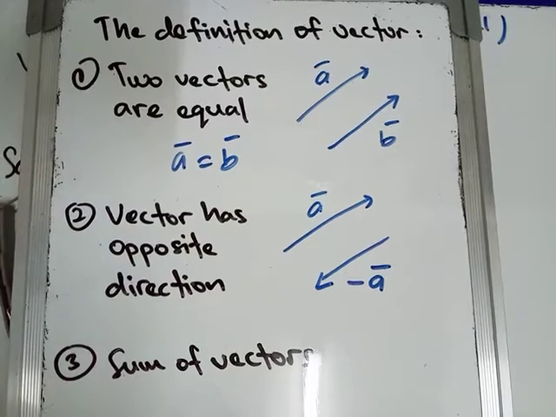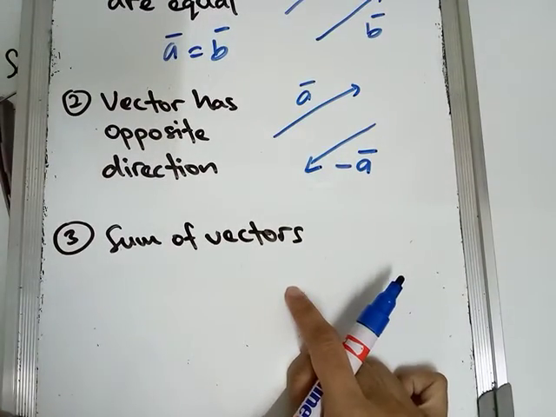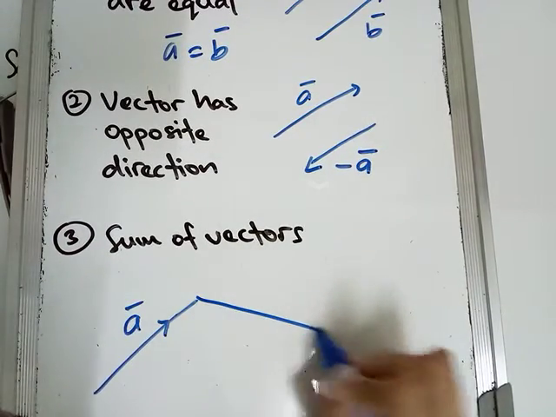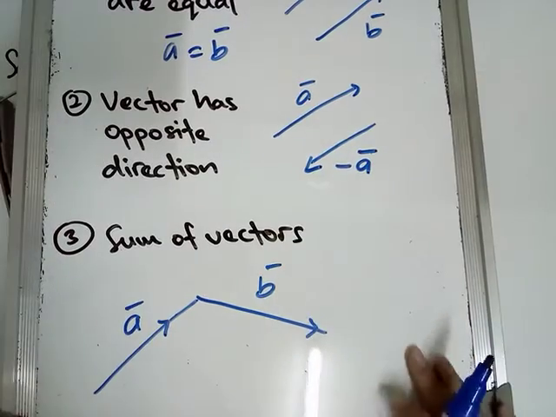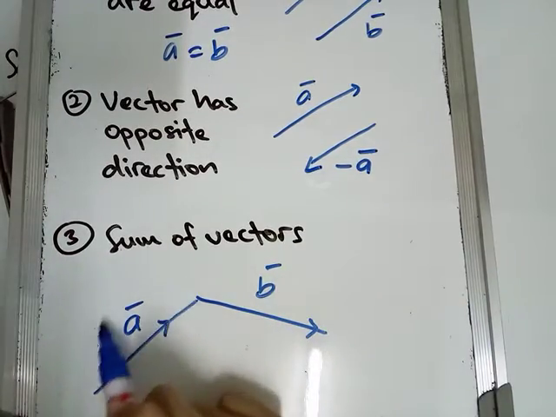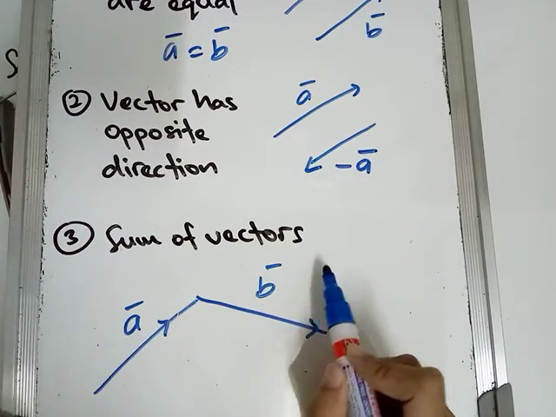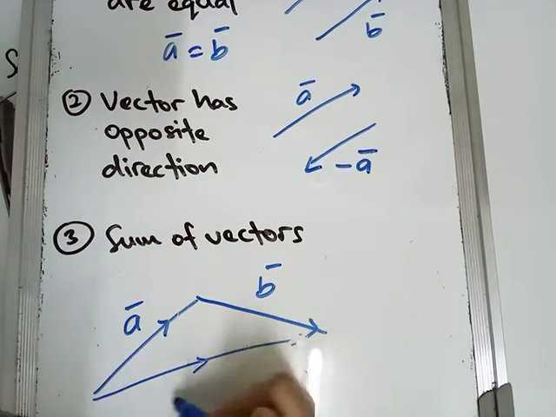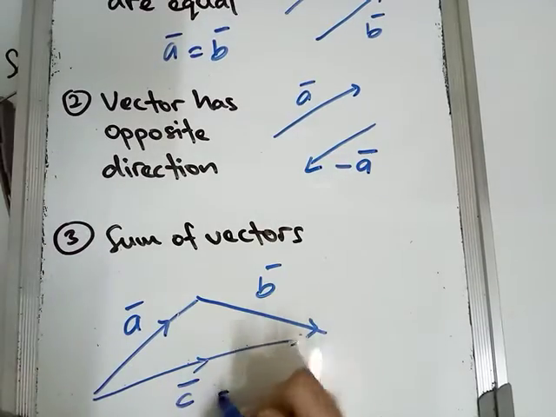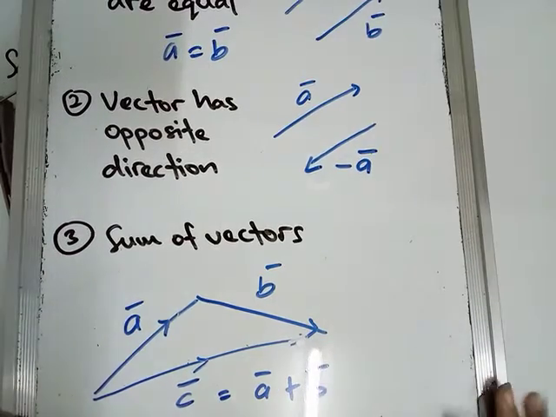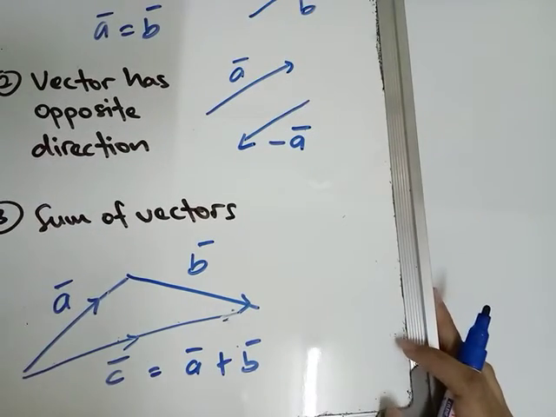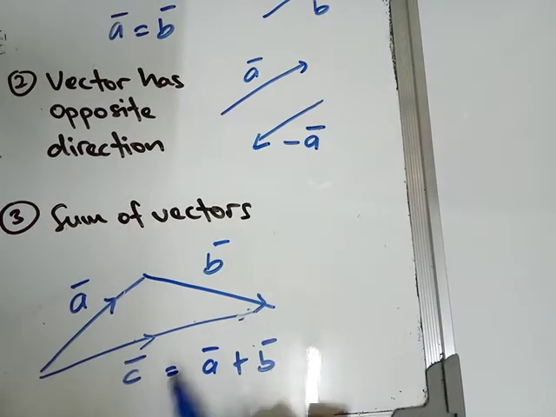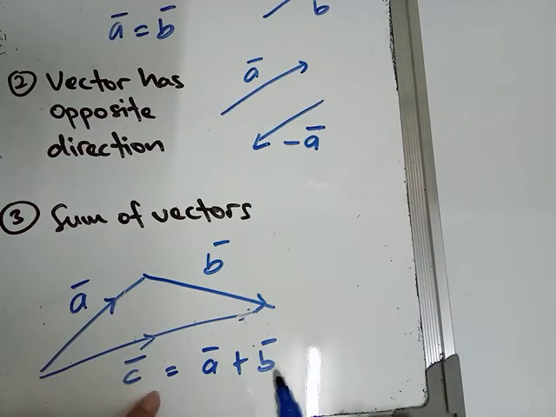Number 3, sum of vectors. Let's say this is vector A and vector B. Sum of vectors means we can add these two vectors, vector A and vector B, by joining them to make a vector C. Therefore, vector C is equal to vector A plus vector B. Can you see? By joining these two vectors to make a vector C, vector C is equal to vector A plus vector B.